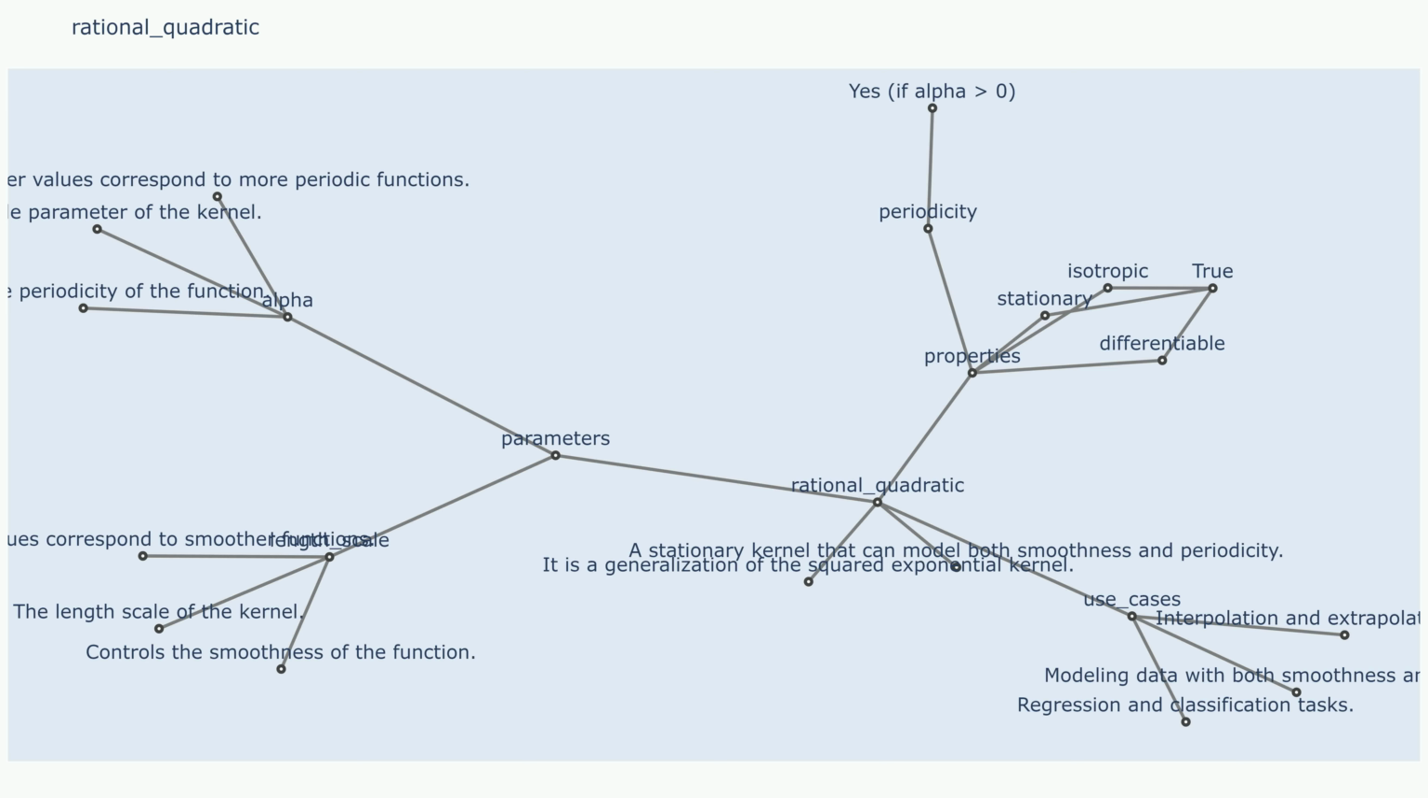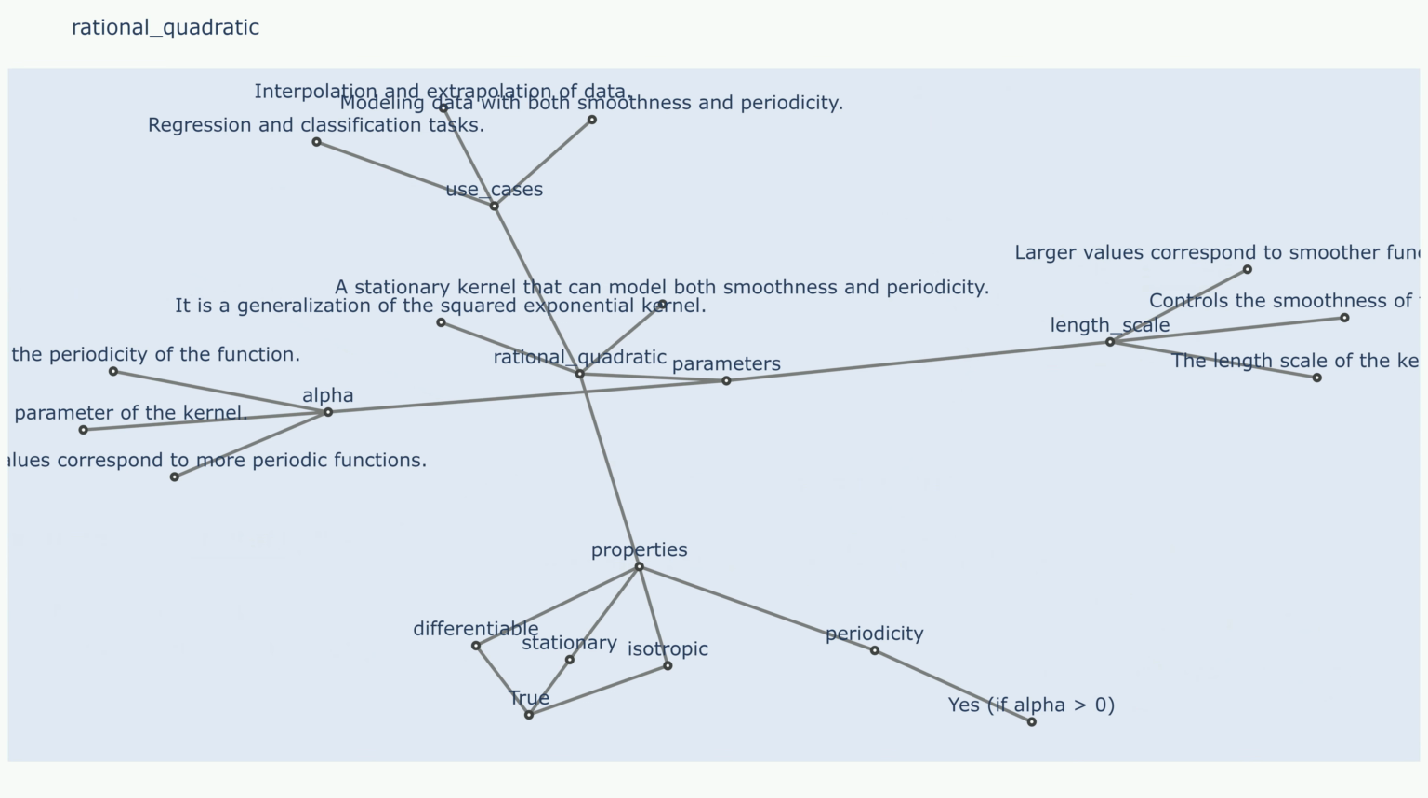Deep dive into scikit-learn's Gaussian process rational quadratic kernel. The rational quadratic kernel in scikit-learn's Gaussian process framework is a powerful tool for capturing complex relationships between data points. It provides a flexible and adaptable model for handling various data complexities, making it a versatile choice for various machine learning tasks.